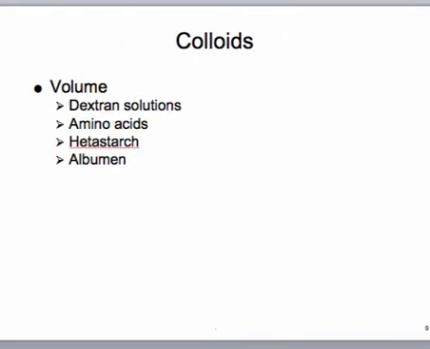Crystalloid solutions can escape the vascular system and distribute throughout the body, but colloids can't. They are restricted and they stay in the vascular system. They have medium particles that will not separate when still, and you can see some of the examples up here: dextran, the amino acids, hetastarch, and albumin.